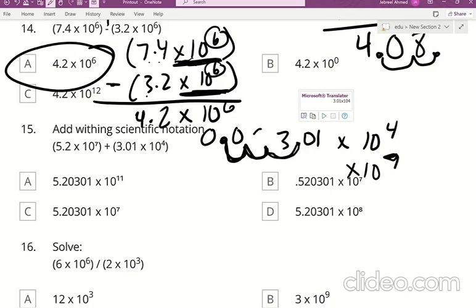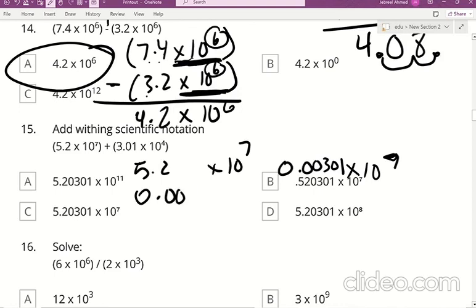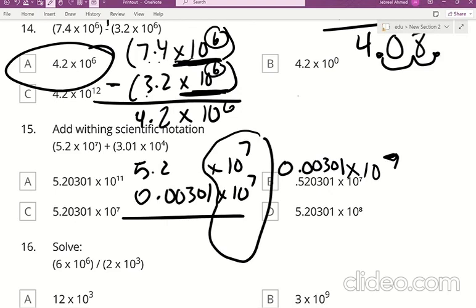So it's going to be 0.00301 times 10 to the 7th power. So now I have 5.2 times 10 to the 7th power. I'll write it over here like this. And 0.00301 times 10 to the 7th power. So these are like terms, so I just bring it down. It's the same thing. And I'll just add these together. So my answer is 5.20301 times 10 to the 7th power.